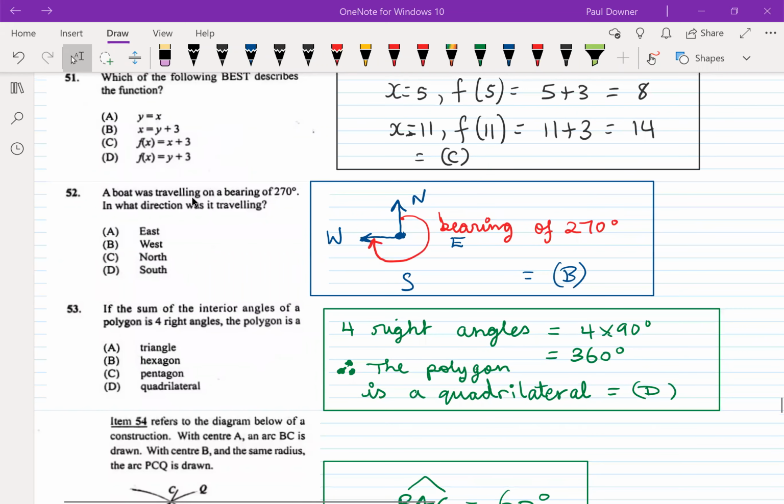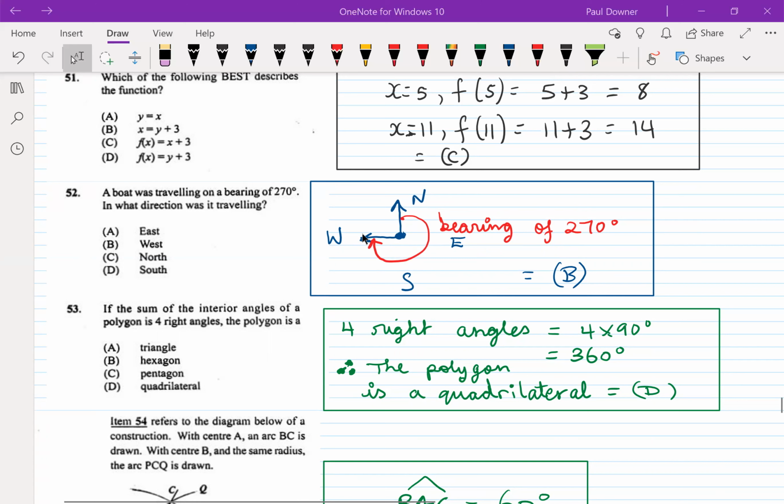A boat was traveling on a bearing of 270 degrees. In what direction was it traveling? Okay, so how do I find 270 degrees? Well, I start at a point, draw a north line, and go clockwise the amount they say, 270. From here to this horizontal here would have been 90. If we had gone down to this point, it would have been 180. And therefore, at this point, it would have been 270. So a bearing of 270 is an arrow going this way.